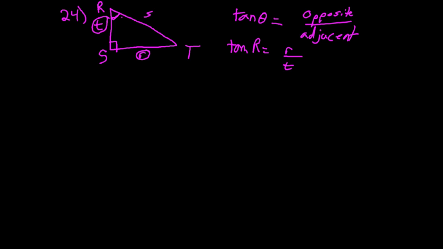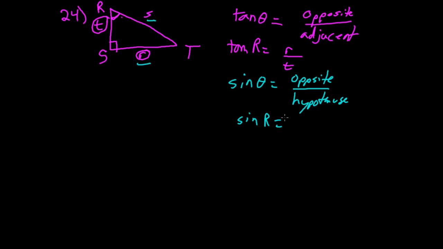And for further practice, we could do the sine and cosine of r. Sine of theta is equal to the opposite side length over the hypotenuse length. So what would the sine of r be? Sine of r would just be the opposite side length, this r, over the hypotenuse, which is s. R over s. And we can even do the cosine.